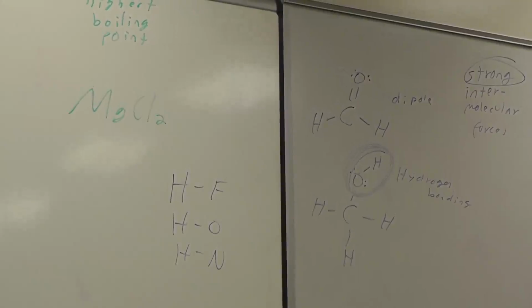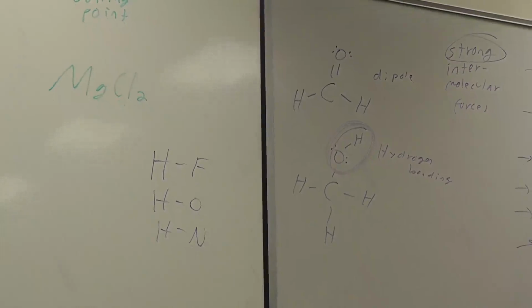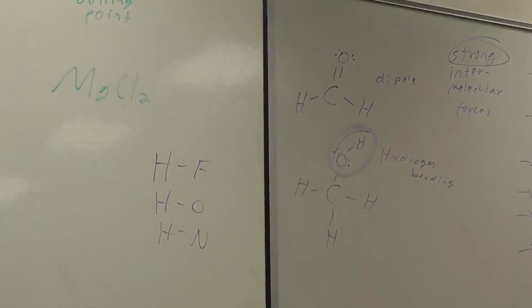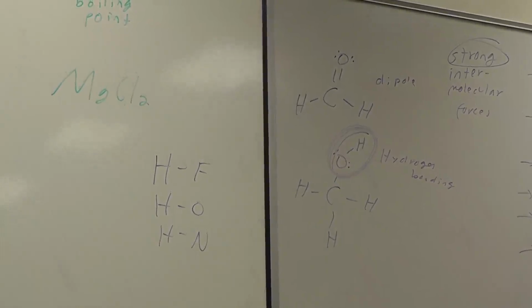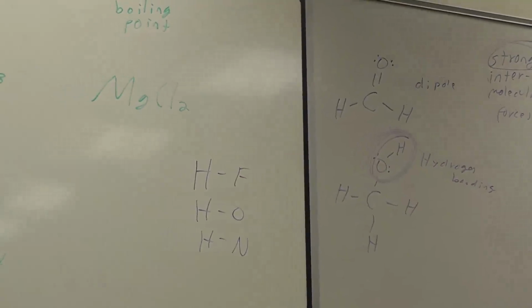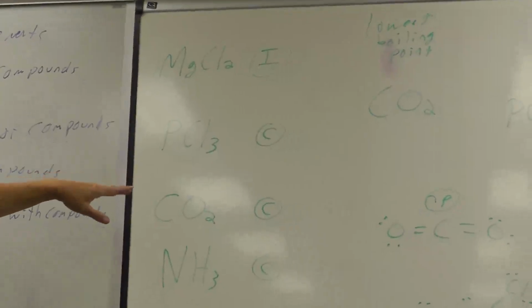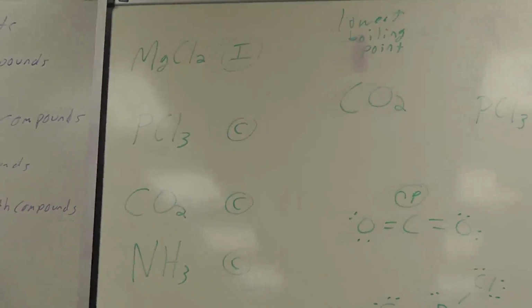You need to know what behaviors go along with strong attraction, and you need to be able to go from a Lewis structure to figure out who's got what kinds of attractions. Who's got ionic, who's got dispersion, who's got dipole, who's got hydrogen bonding. And that will allow you to make these kinds of comparisons. All right? Question?